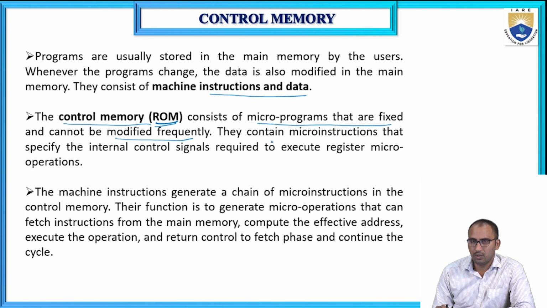Okay, so they contain micro instructions that specify the internal control signals required to execute register micro operations. And the machine instructions generate a chain of micro instructions in the control memory. Their function is to generate the micro operations that can fetch instructions from the memory, compute the effective address, execute the operation, and return control to the fetch phase and continue the cycle.